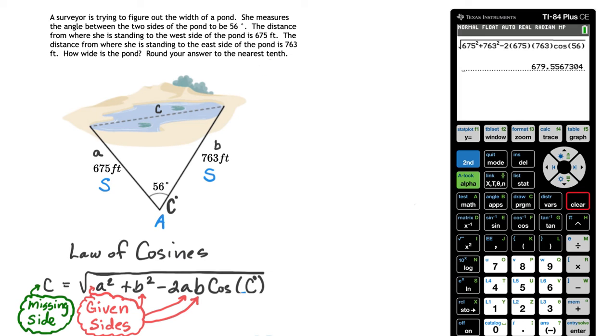That's one decimal place. So you stop at the 5. Look at what's next to it. There's a 5, so that 5 needs to round up to a 6. So your final answer for how wide the pond is going to be 679.6 feet. That's it.